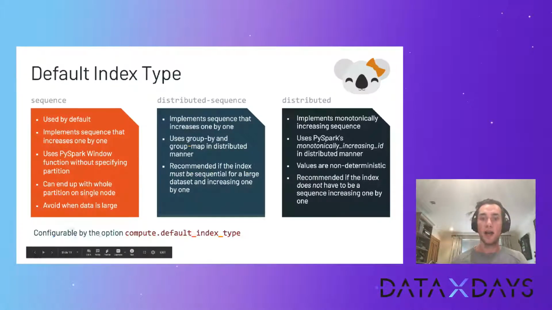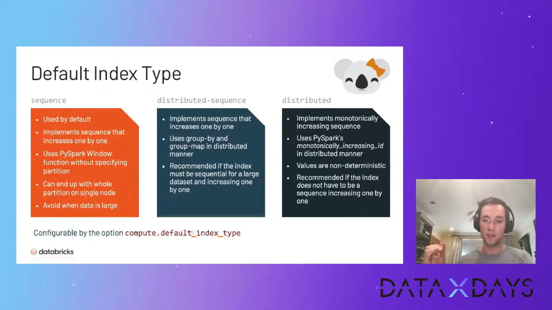However, with distributed, essentially it's implemented by PySpark's monotonically increasing ID function in a distributed manner, but it is not necessarily increasing 1 by 1. So the key takeaway here is if you necessarily need your index to increase 1 by 1 and it's large and you need to distribute that, use distributed sequence. If not, if you're not going to employ the use of that index, use distributed.